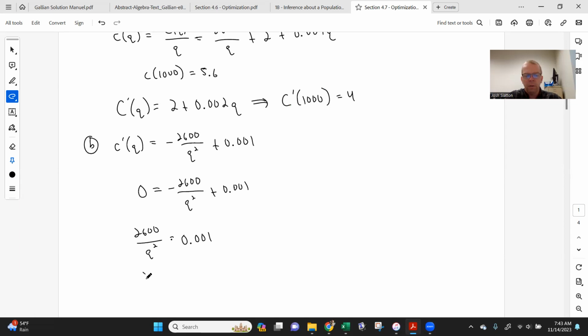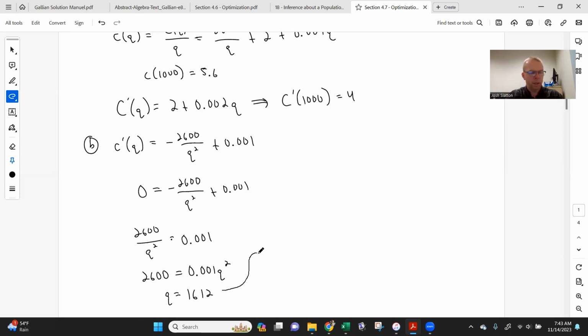Cross multiply, 2,600 equals 0.001 Q squared, and take the square root, and we get that Q is approximately equal to 1612. And of course, when you take the square root, you're probably going to get an irrational decimal number. Round to the nearest integer, because we're just talking about items, so we're going to be looking at whole numbers.